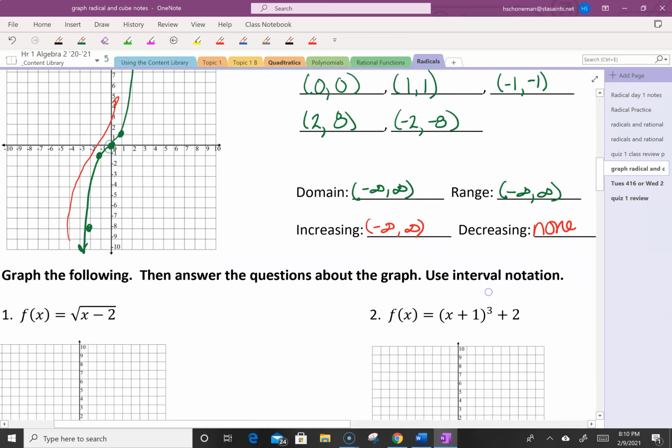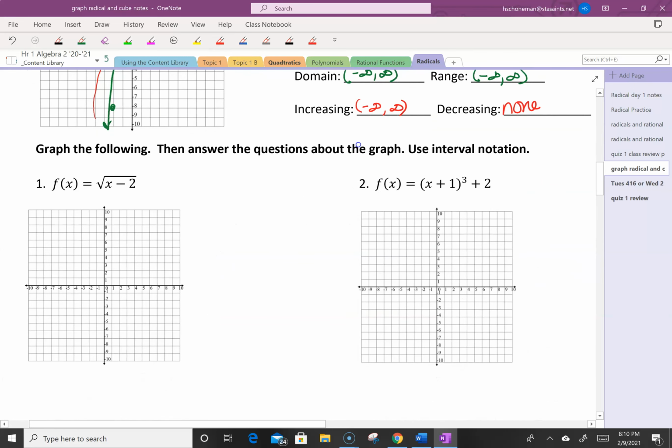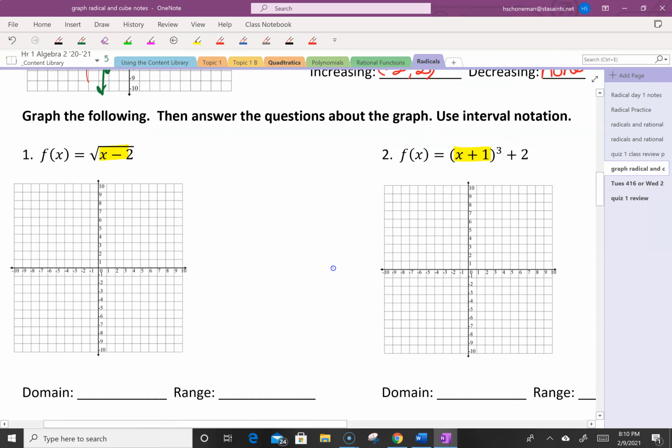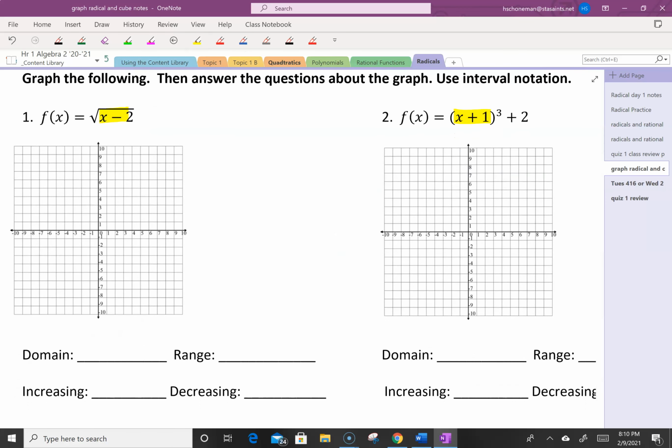The other is none. All right, now let's take those parent functions and move them a little bit. Well, anytime we have a number that's under the radical or in the parentheses, it shifts the graph left and right, and when it's left and right, it's the opposite of what you think it is.